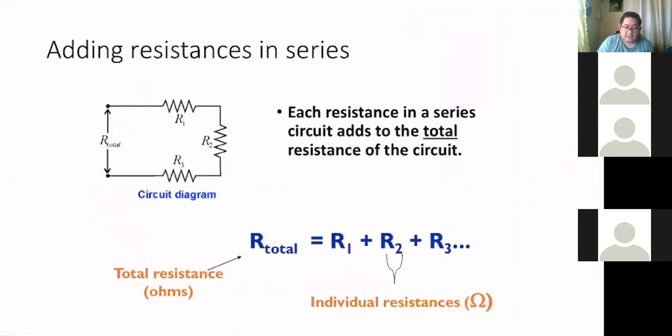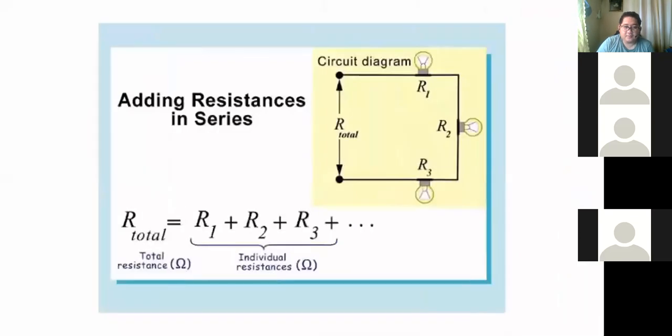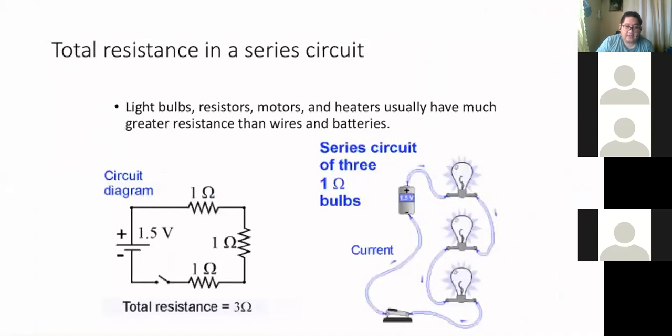Then, ito pa, each resistance in a series circuit adds to the total resistance. So na-discuss na din natin na yung total resistance in a given circuit is just the summation of the individual resistances. Okay? Ayan, paulit-ulit lang yan. Then light bulbs, resistors, motors, and heaters usually have much more resistance than wires and batteries. That's why sa circuit natin, kapag nakita natin ng mga ganyan, light bulb, resistors, motors, and heaters, nire-represent natin sila as resistors doon sa mismong circuit diagram natin. Okay? Kasi they consume or they control yung mismong flow ng current natin, yung flow ng voltage natin. Okay? So let's have a first example.